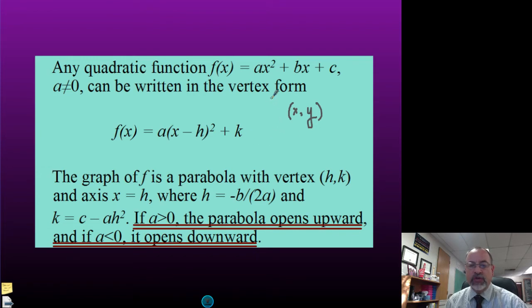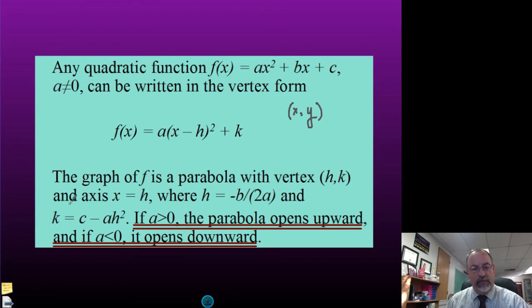Now, the axis goes through the vertex, so the x value of the vertex is also the axis of symmetry. So x equals whatever that h value is will be the axis of symmetry. If we're given the standard form ax squared plus bx plus c, how do we calculate the value of h, or where does the vertex come from? You remember from last year, hopefully, that the opposite of b over 2a will give us the x value of the vertex, so that's going to be the h. Last year we then substituted that x value into the expression and solved for y in order to calculate the y value of the vertex.